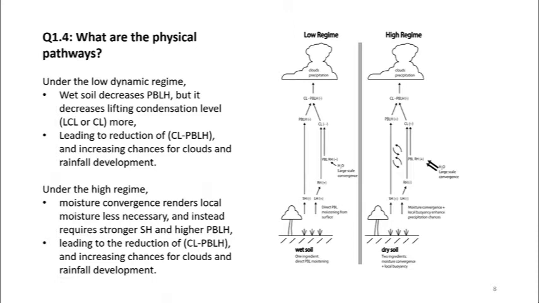For the high regime, because there is already large-scale convergence of water vapor, the latent heat part is not so important. The primary effect from dry soil is to have higher sensible heat flux, higher PBL height, and hence lower LCL minus PBL height, and then lead to more clouds and more precipitation. Together, we explain the results and expand from a point to global scale, and that's the first topic.